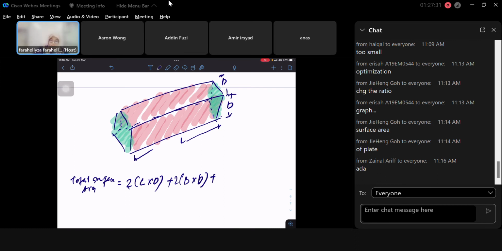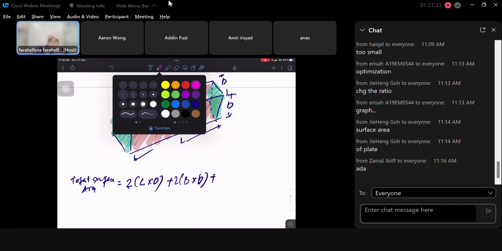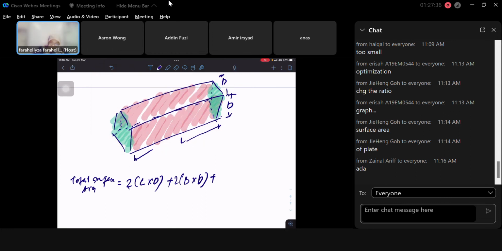Plus you still have this on top of the vessel. Oops, sorry, wrong. This is the top plate and the bottom plate here. I hope you can imagine this, right? So you have 2L times B. So basically you find the total surface area. Maybe we can call this A.